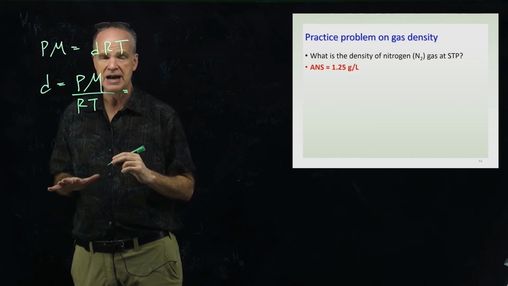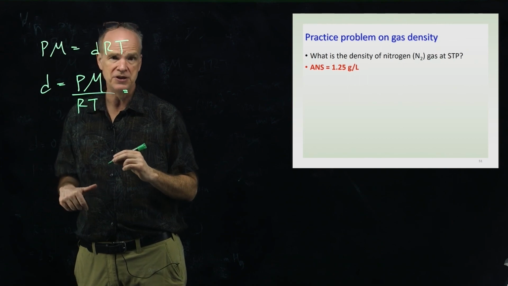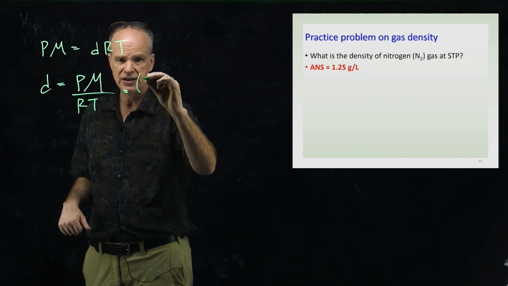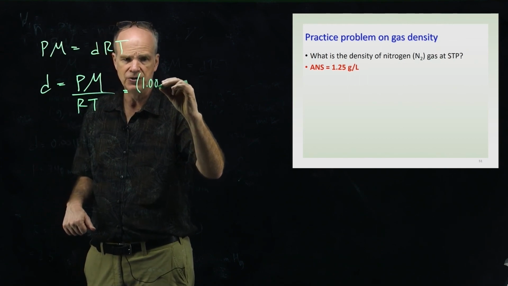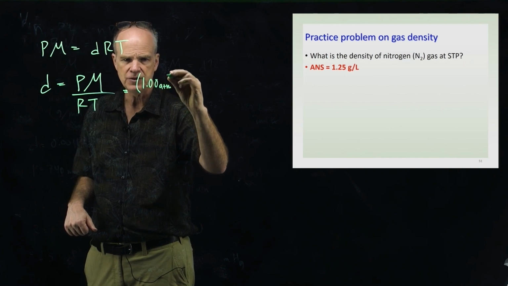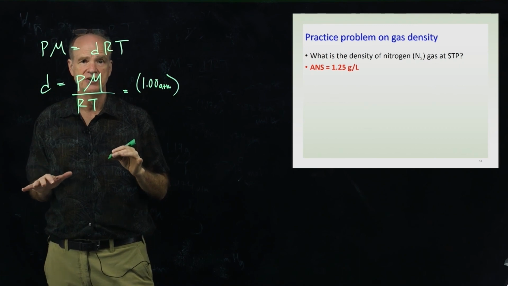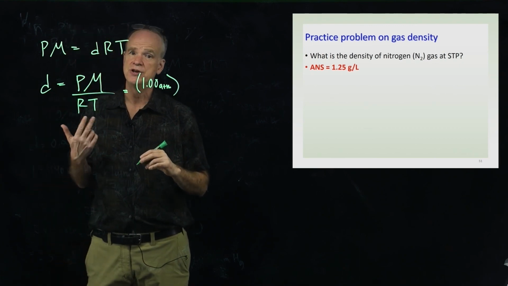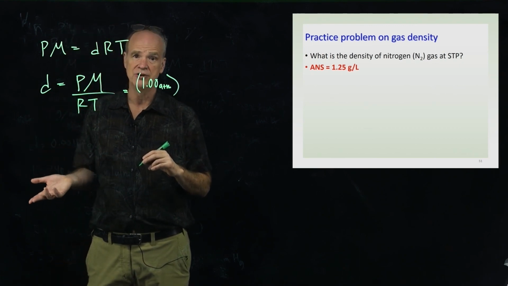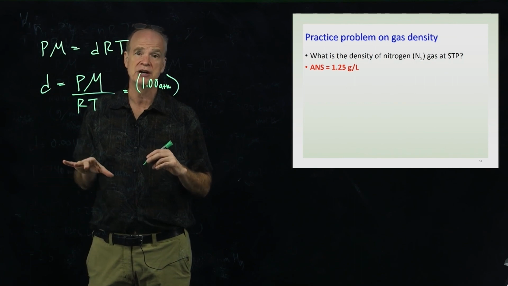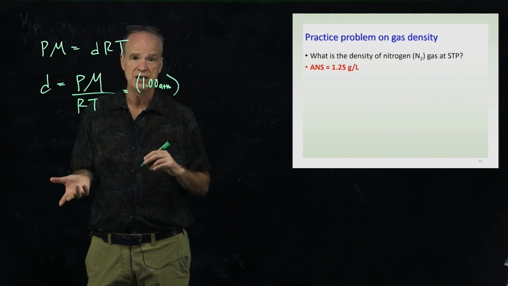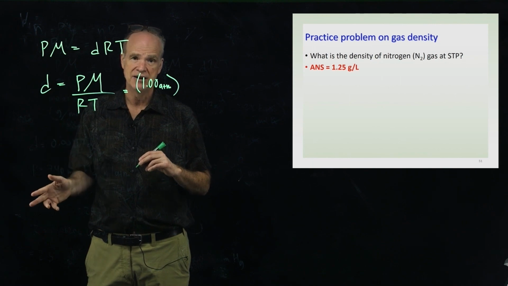Okay, so I think it won't be too difficult to do. If we're at standard temperature and pressure, we know what P will be. So I'm just going to write that in. So it's going to be 1.00 atmospheres. The molar mass, even though that isn't given to us in this problem, what we can do is we know the identity of the molecule. And since we know the identity, we can figure out what the molar mass for that molecule is going to be. So it's diatomic nitrogen.